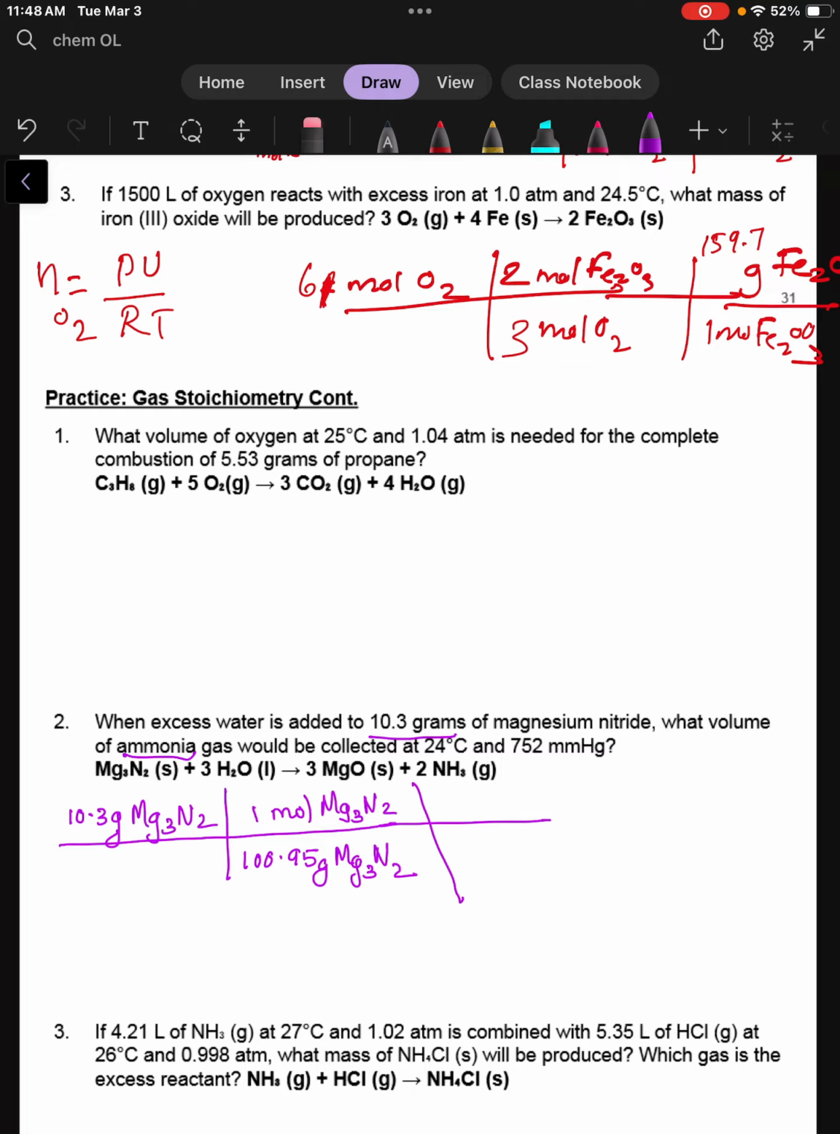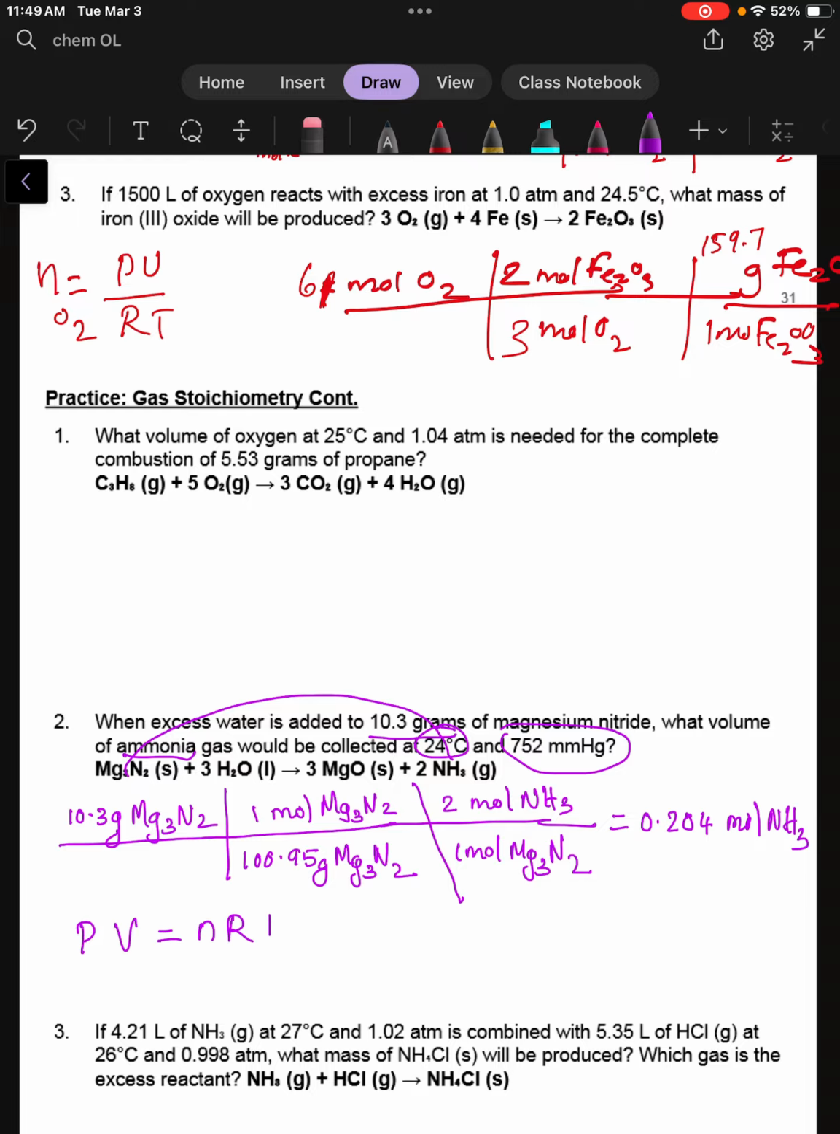Then you will convert. The question is asking for ammonia, so you are converting from this to this. You write 1 mole of Mg3N2 will produce 2 moles of NH3. Now we have to stop here. We can't convert that into liters because the conditions are not at STP. So you stop there and calculate, and you will get the moles of NH3.